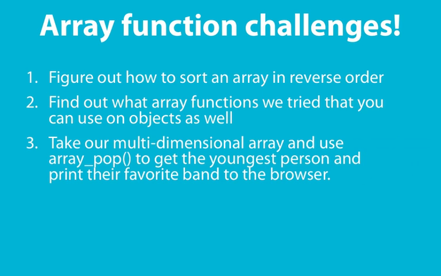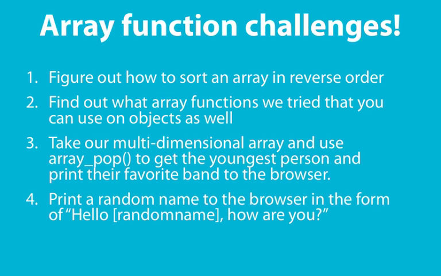Next, this is kind of a tricky one. Take our multi-dimensional array example and use array pop to get the youngest person and then print their favorite band to the browser. Finally, create a string that prints to the browser screen that uses a randomly generated name from the array that we were working with.